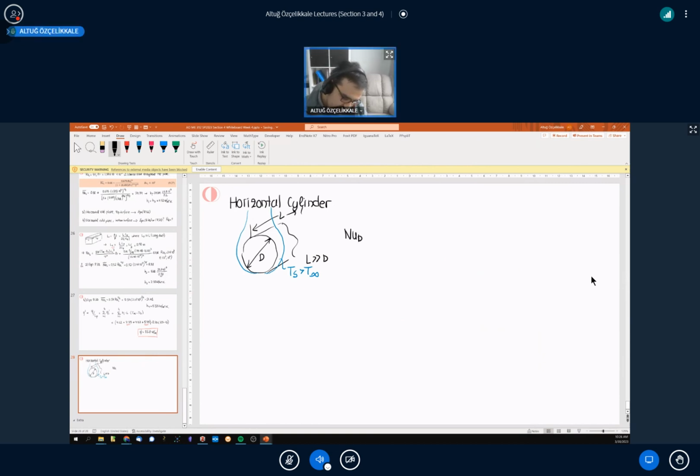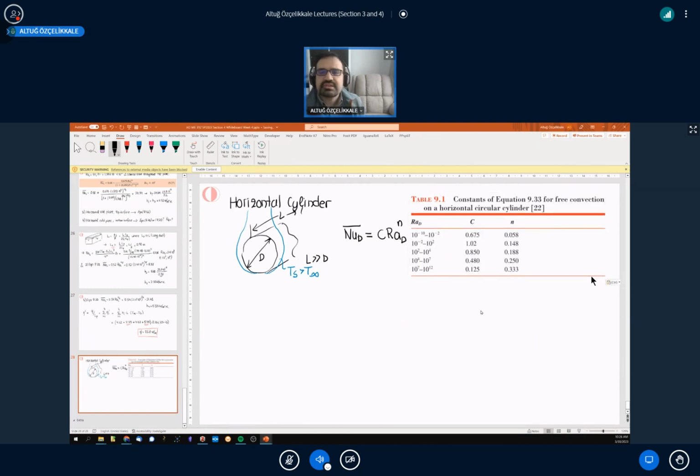When you consider it in an average sense, average Nusselt number can again be correlated with an expression. See, the Rayleigh number is based on diameter now. Both Nusselt number and Rayleigh number are based on diameter. And these coefficients C and n now depend on the Rayleigh number range. So here is Table 9.1 that we can use to determine those coefficients for a horizontal circular cylinder.